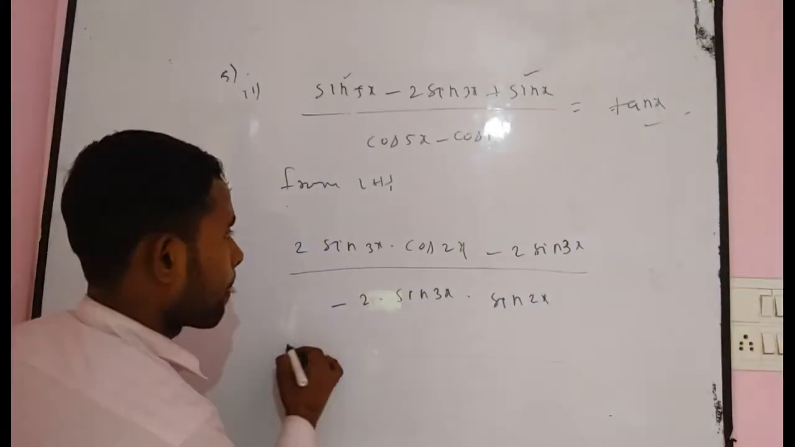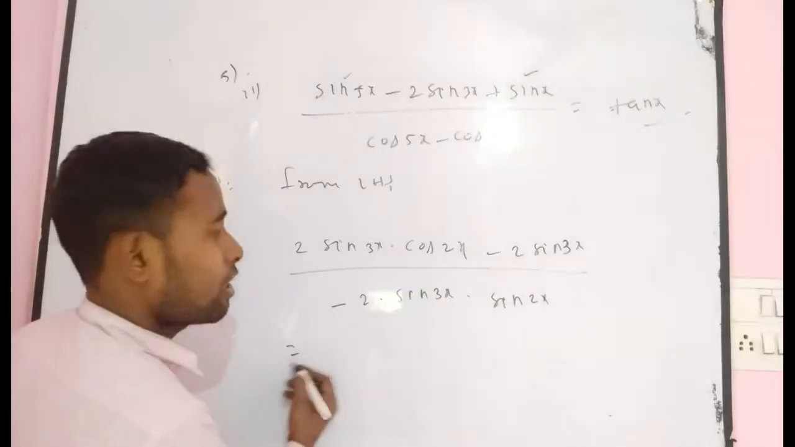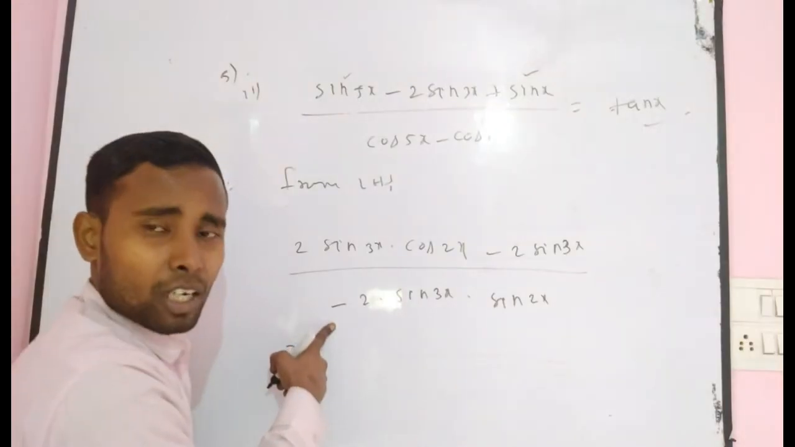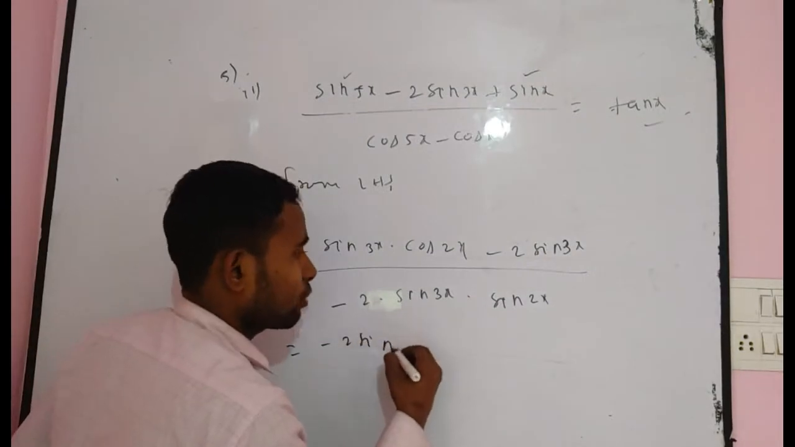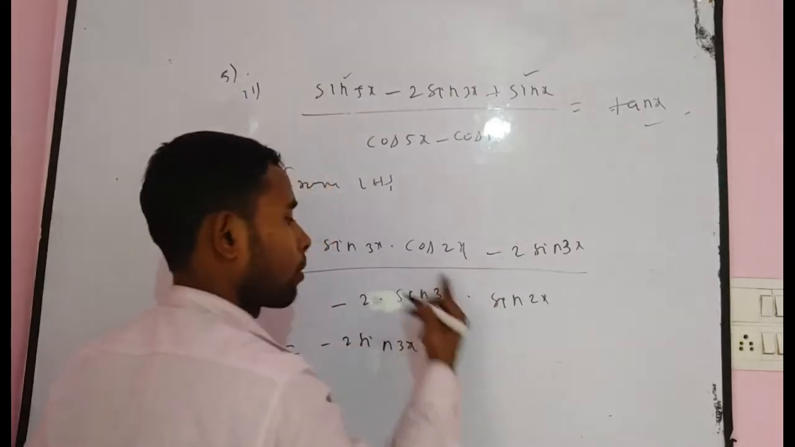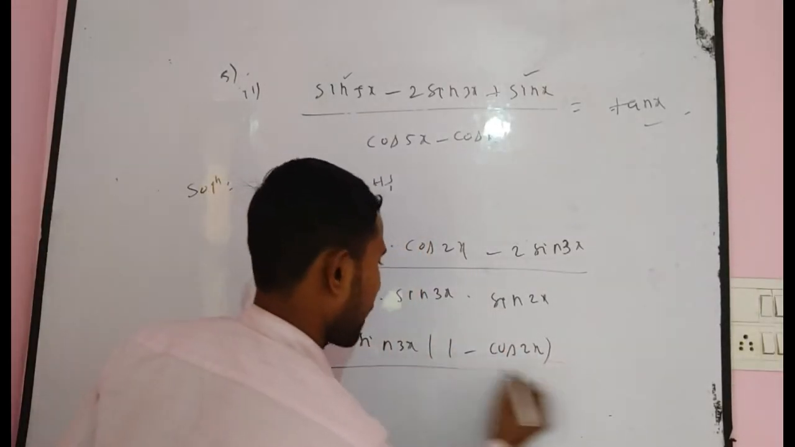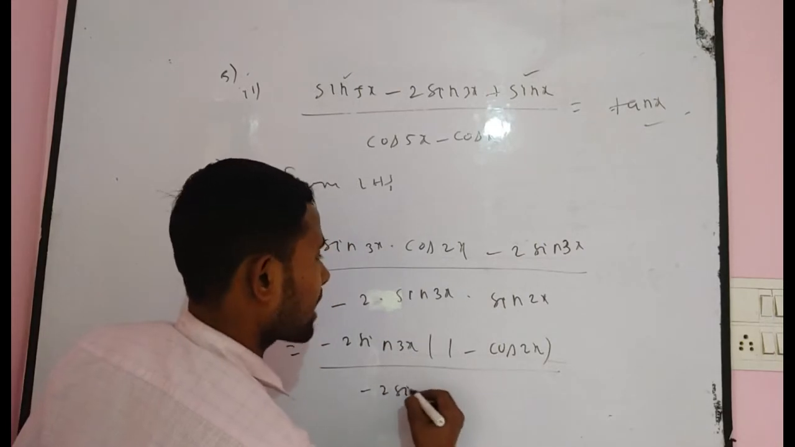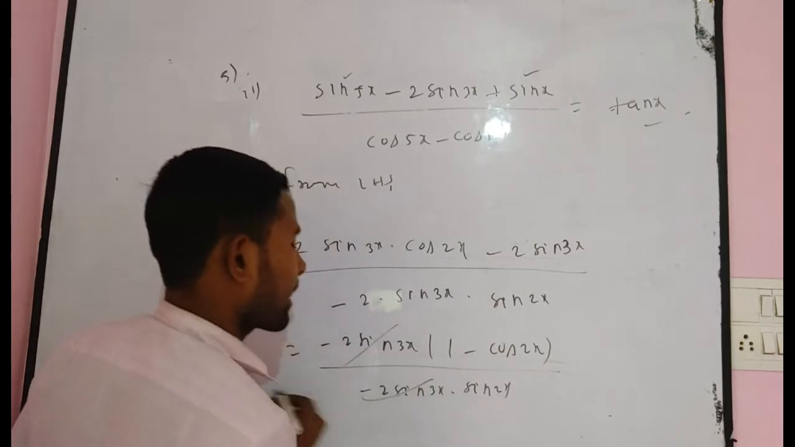Now you have to take common minus 2 sin 3x in the numerator, because here there is also a minus given. If you take minus 2 sin 3x, what do you get? Here it becomes 1 and here it becomes minus cos 2x, divided by, in the denominator, minus 2 sin 3x into sin 2x. Here both terms will cancel each other.